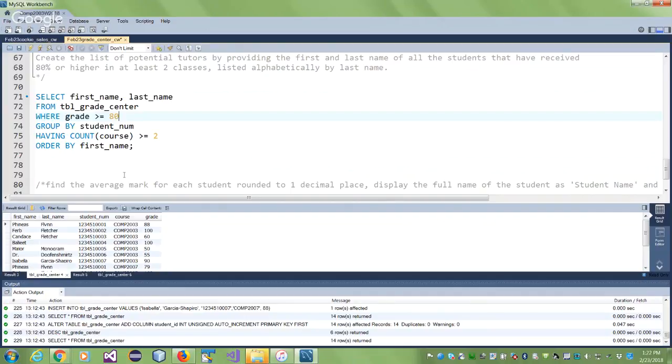Create a list of potential, yeah, 80 or higher in at least 2 classes listed alphabetically by last name. Make sense? That is the end result. So make groups, choose the groups in which the classes are greater than 2, and then choose from there. As soon as you find a greater than 80, you are done. So was that first name or last name? I don't know what the question said. Last name. The question said last name, so definitely we will go by last name.